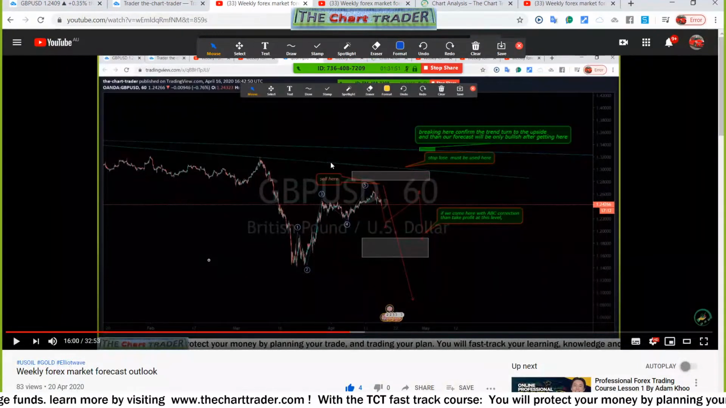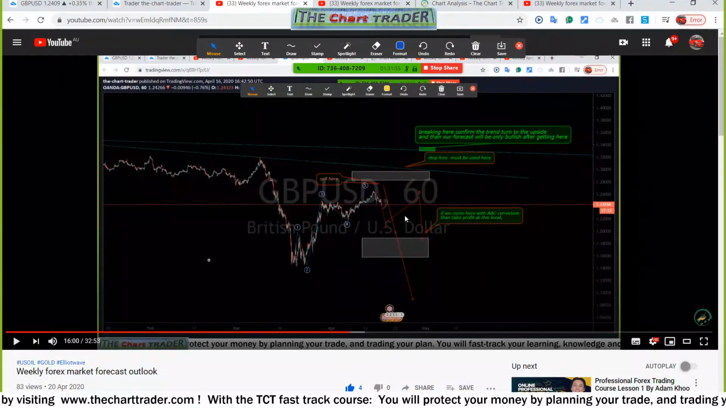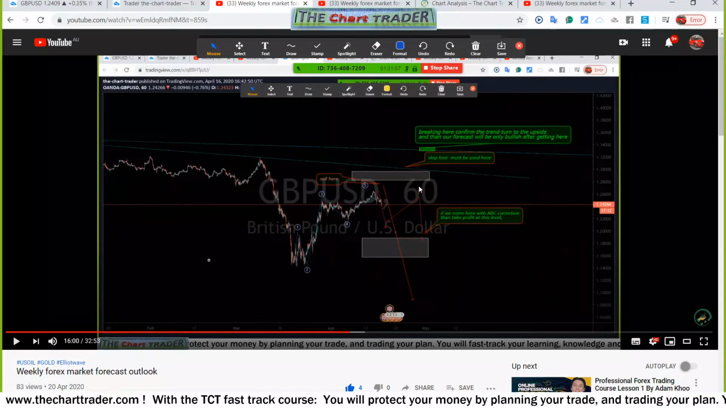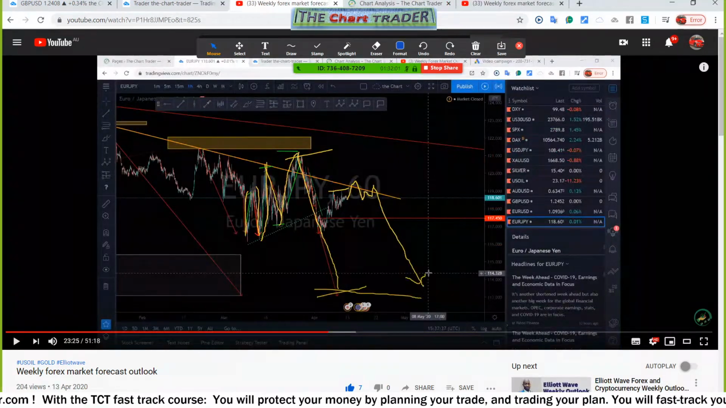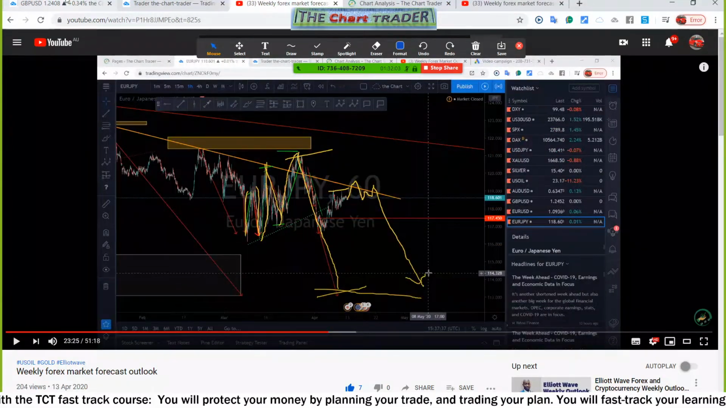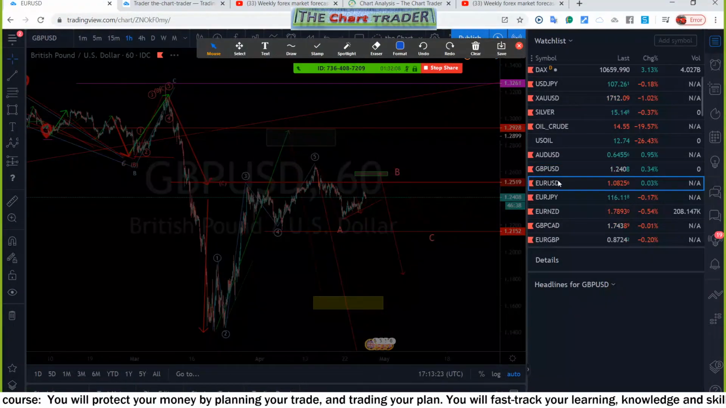So this was because we zoomed out, guys. We just said that coming down, and now we are next to the A here, and we are doing that sideways. Anyway, let's move on to Euro Yen. This EURUSD first.